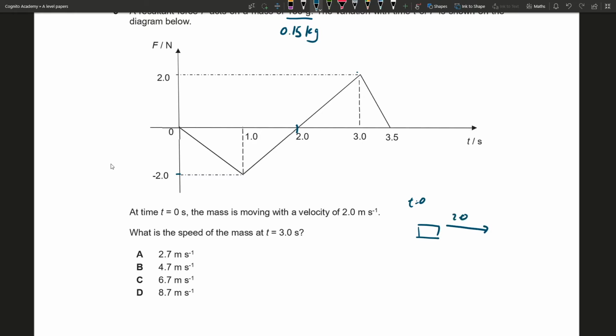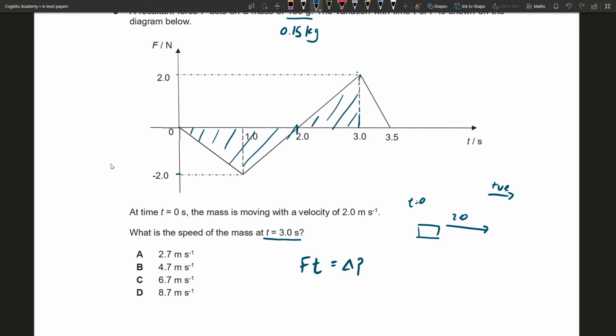Let's take this direction to be positive, and we are asked what the speed of the mass is at t equals to 3 seconds after all these forces have been applied. So what we should do is use our impulse momentum theorem, which states that the force times the time over which the force has been applied, or rather the area under the curve here from 0 seconds to 3 seconds, is equal to our change in momentum of our object.